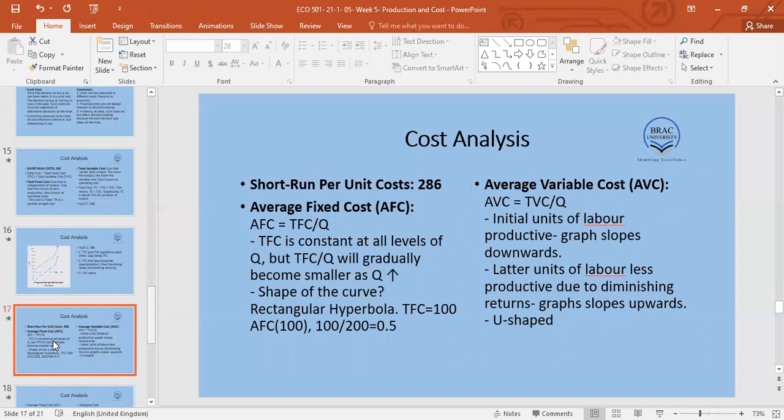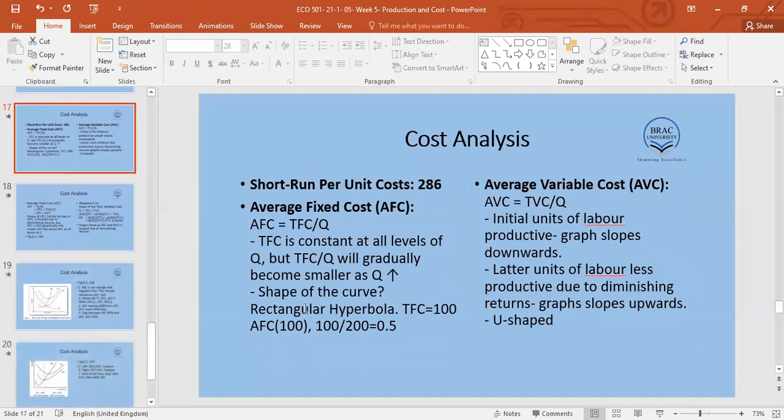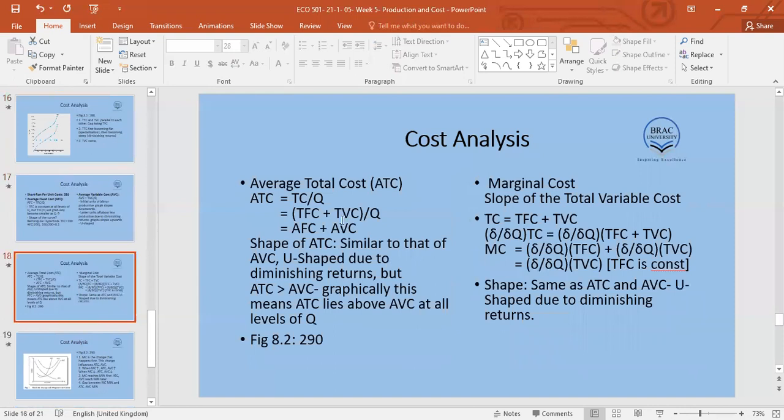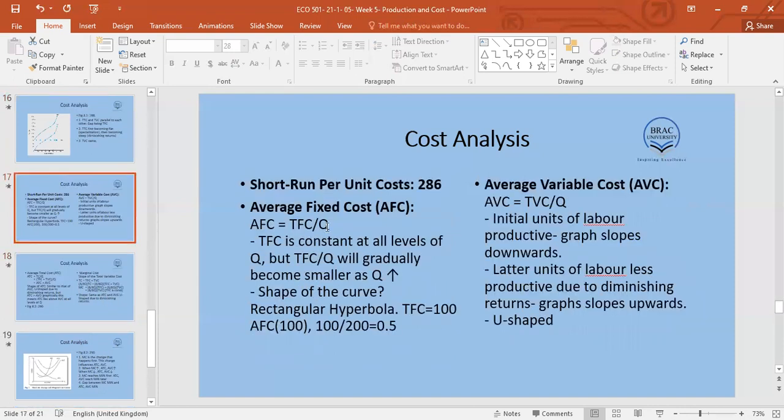Now, the next analysis is the average cost curves or the marginal cost curves, or we call them per unit cost curves. Average fixed cost, as the name suggests, is total fixed cost divided by total output. Fixed cost is fixed, but average fixed cost, as output increases, the ratio starts to become smaller. So that will become a rectangular hyperbola. We'll see in the graph right now.